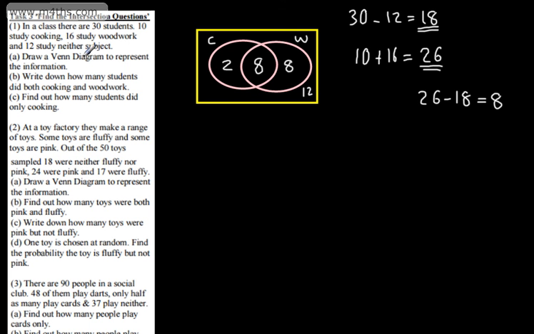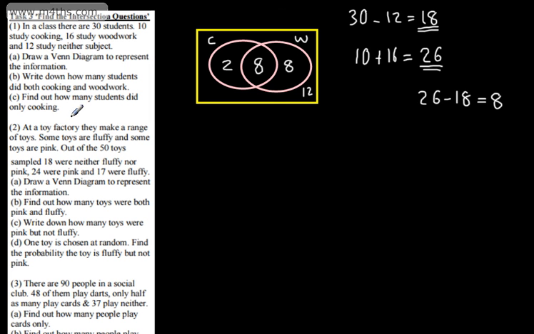So, having drawn a Venn diagram, we're asked in part B to write down how many students did both cooking and woodwork. Cooking and woodwork is the middle, the intersection, and that's 8. Part C: find out how many students did only cooking. Only cooking is this part right here, which is going to be 2. So as you can see, slight bit more work, but fairly logical.